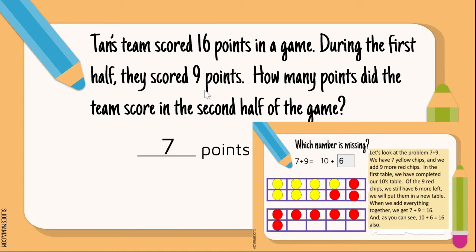So 9 plus 7 equals 16. And these numbers can be interchanged. If we switch the addends, 9 plus 7, we still end up getting 16. So, as you can see, 7 plus 9 is 16, 9 plus 7 is 16, and 10 plus 6 is also 16.